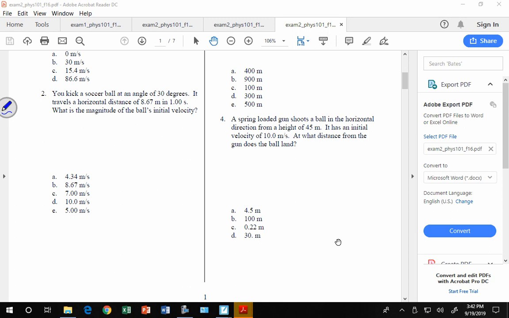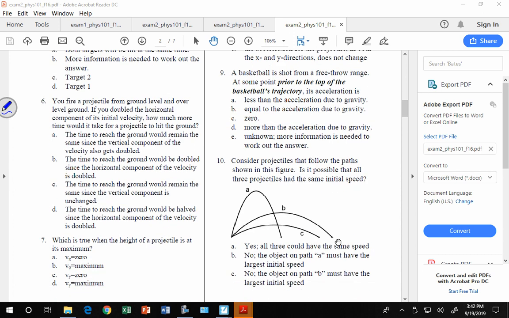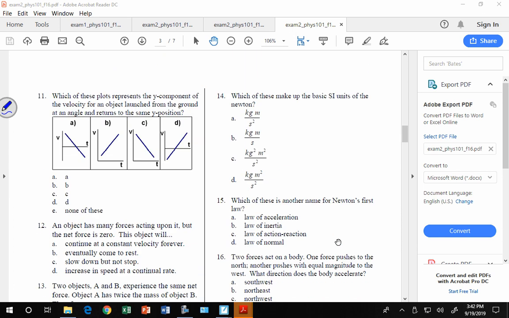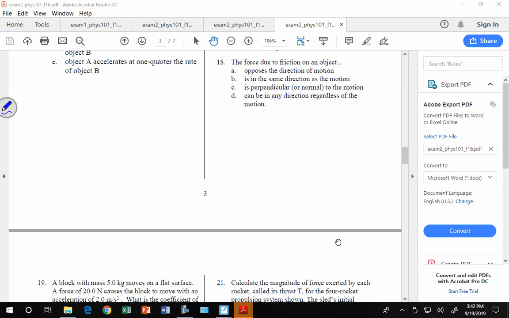Can we find one where it's elevated and then it's launched at an angle? Because that one was weird for me. So you have to find like two lines. You're not going to have to do that. So good. Yeah, so like the one we did in class.